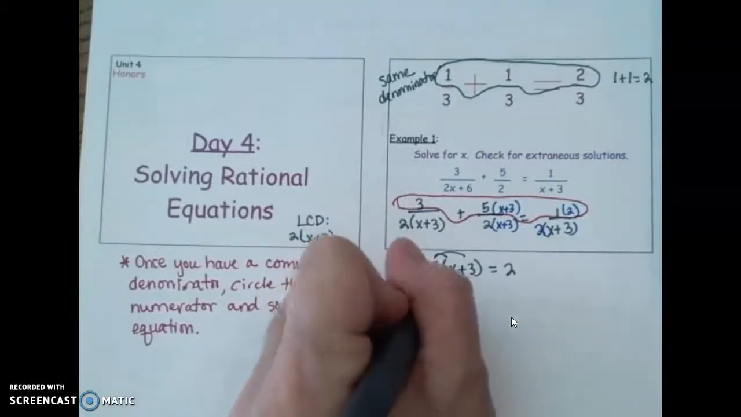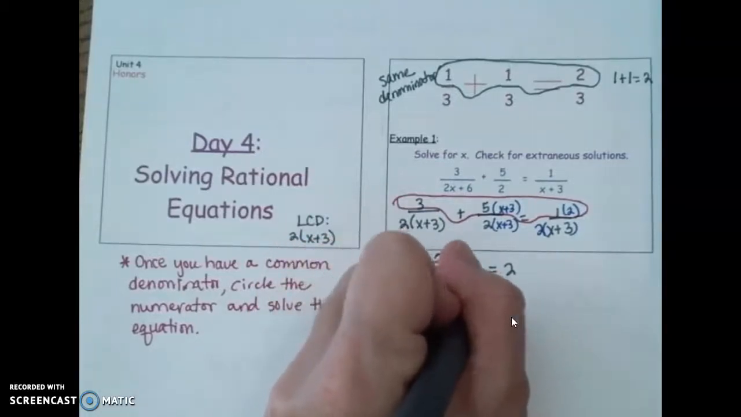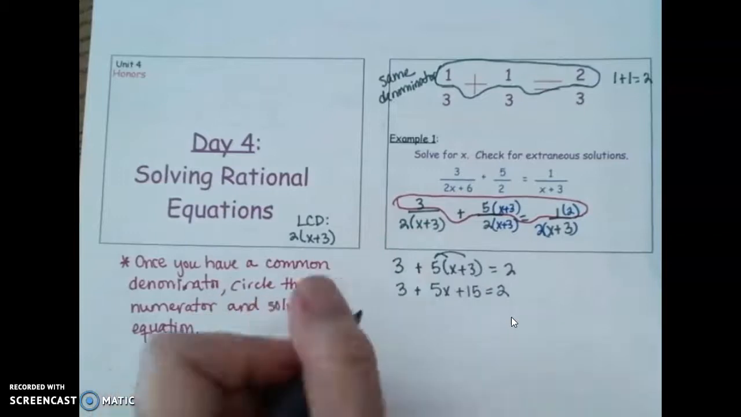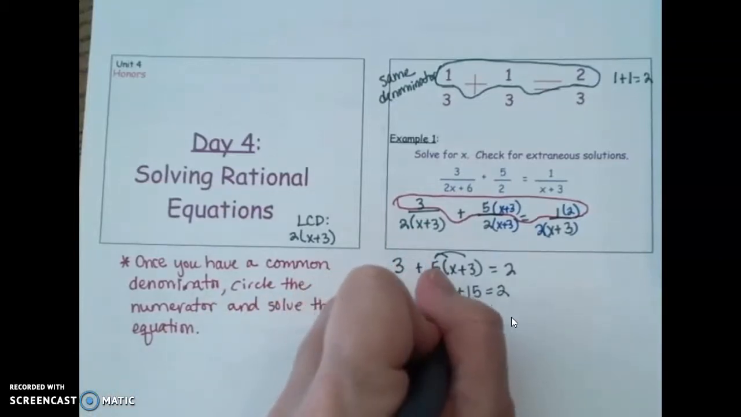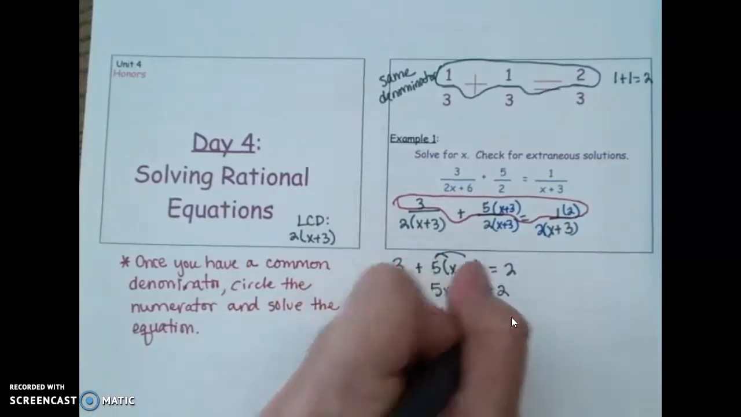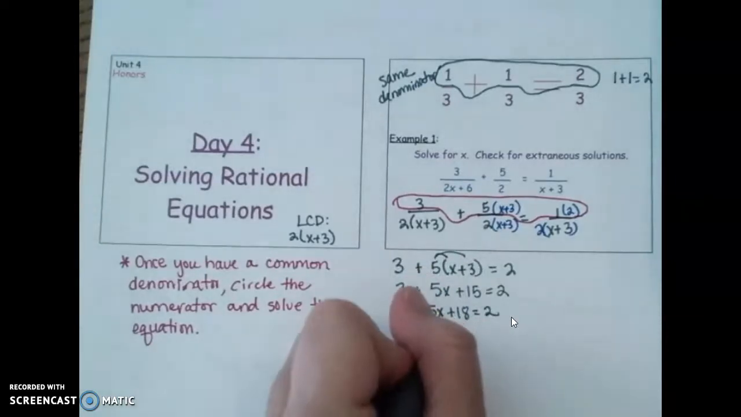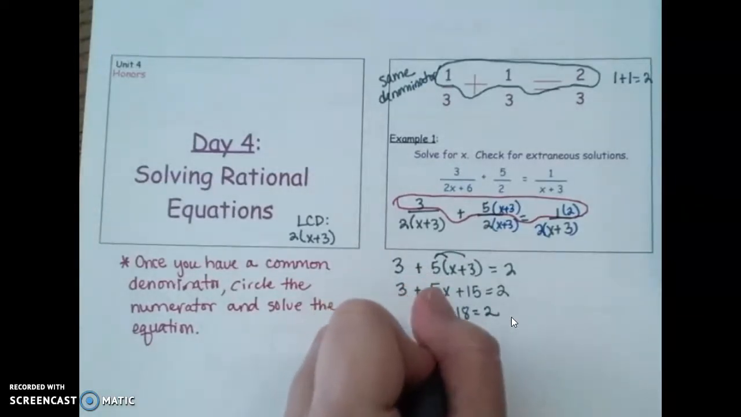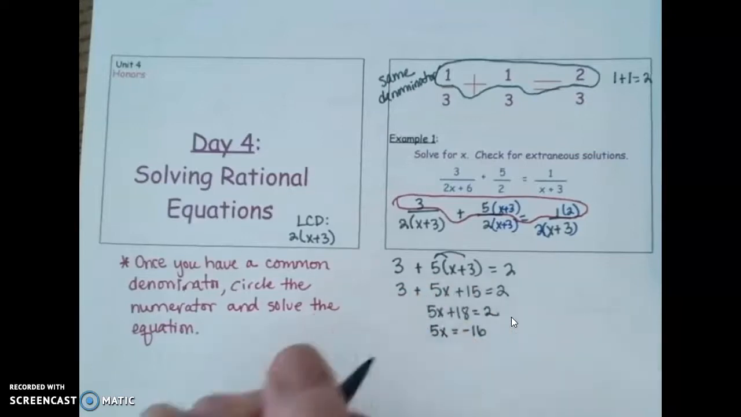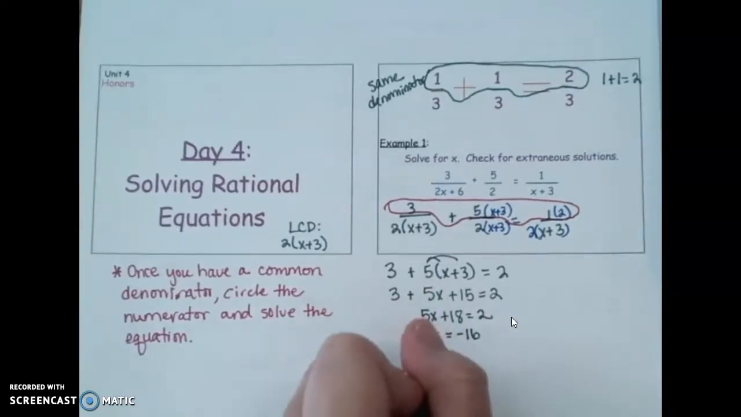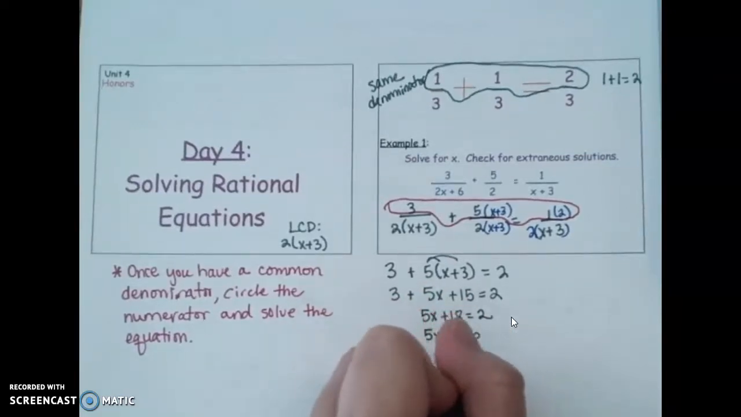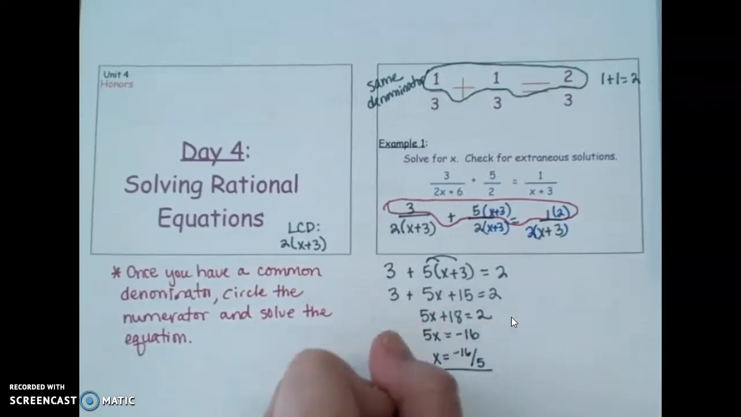So we're going to solve this equation. So 3 plus 5x plus 15 equals 2. Combine like terms. We would subtract 18. So that would give us negative 16. So when we divide by 5, we get x equals negative 16 fifths.